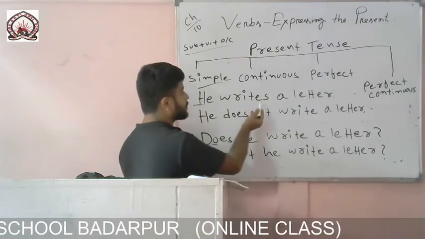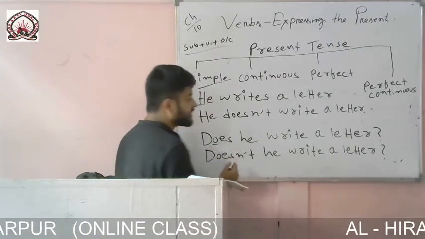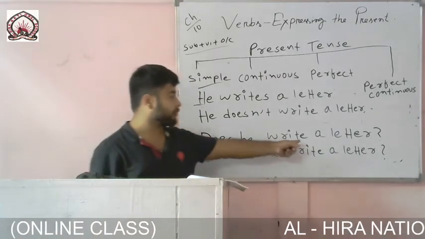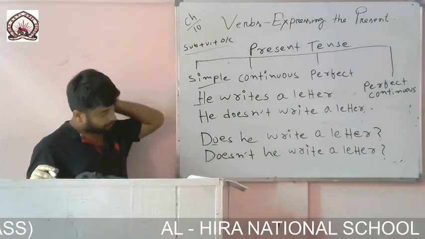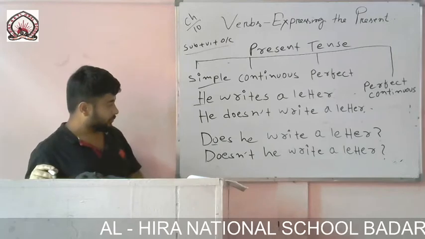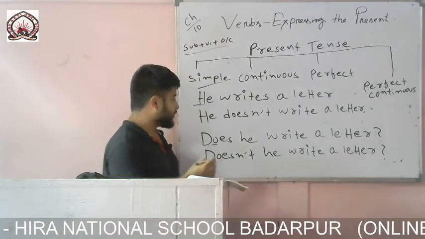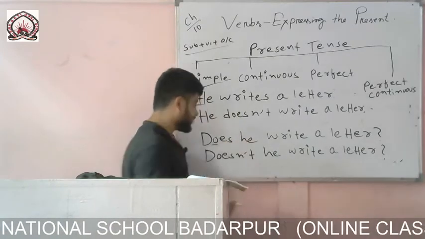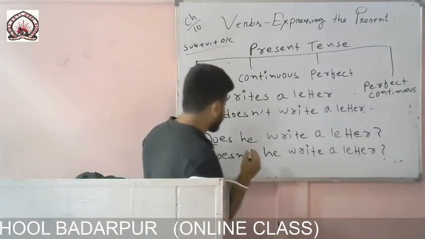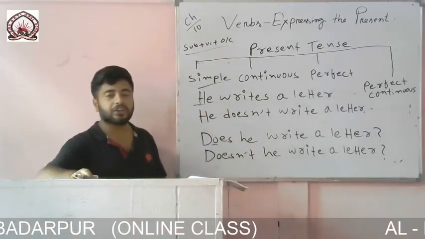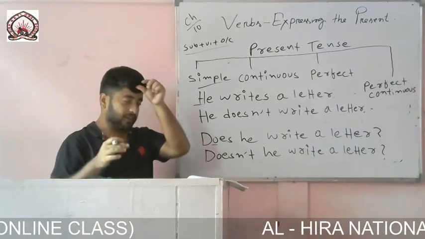We know that with third person singular we have to use S or ES, but if we write does in the sentence, then we are not to put S or ES with the verb. Remember this. This is the point which should be noted by you. So, doesn't he write a letter? Another way is there: does he not write a letter?